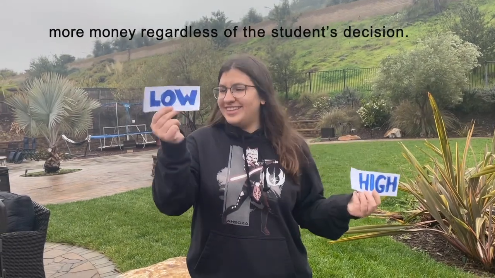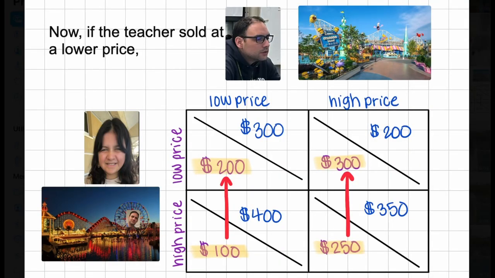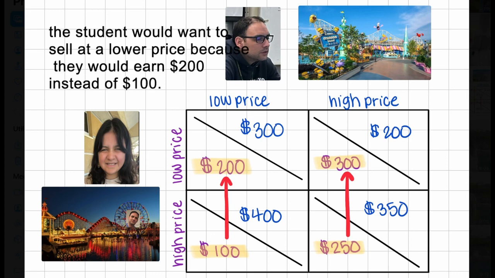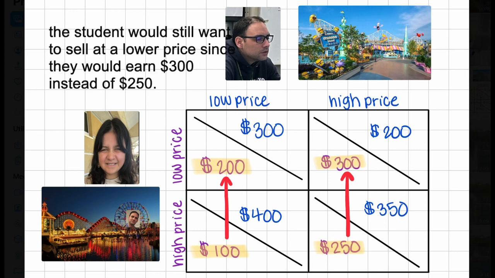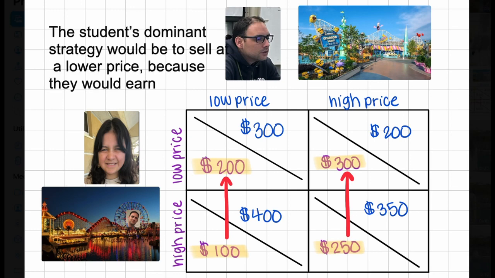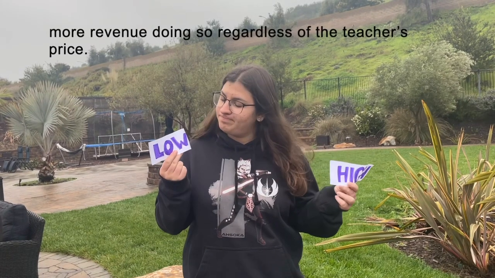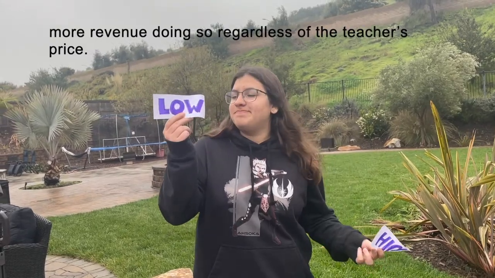Now, if the teacher sold at a lower price, the student would want to sell at a lower price because they would earn $200 instead of $100. If the teacher sold at a higher price, the student would still want to sell at a lower price since they would earn $300 instead of $250. The student's dominant strategy would be to sell at a lower price because they would earn more revenue doing so, regardless of the teacher's price.